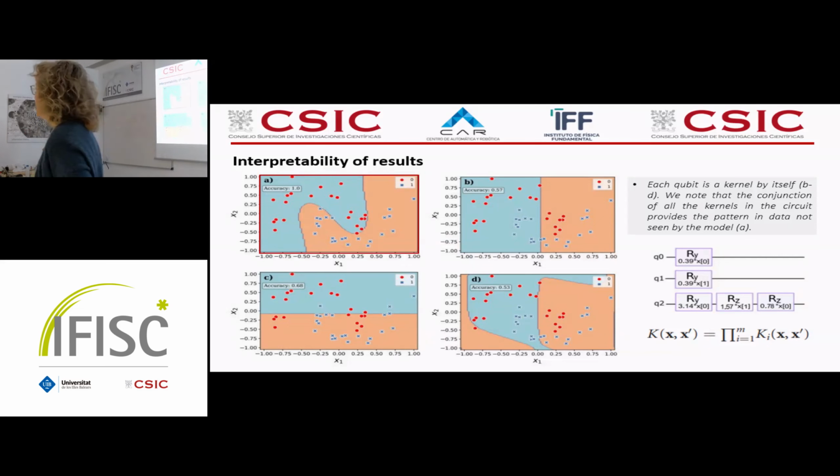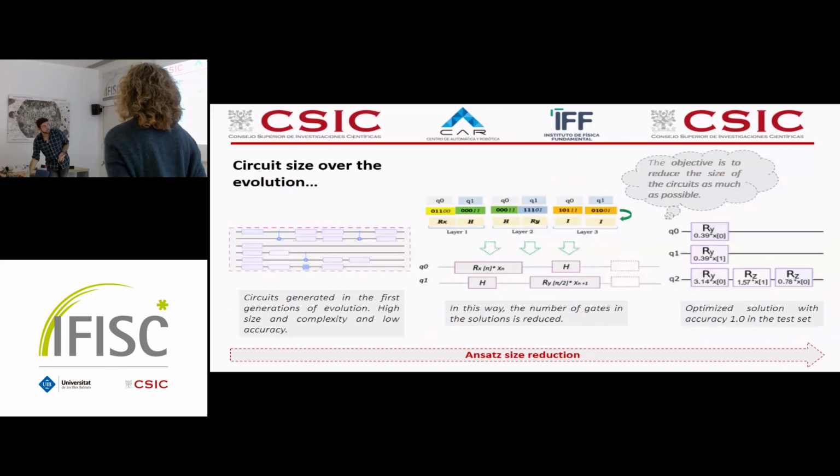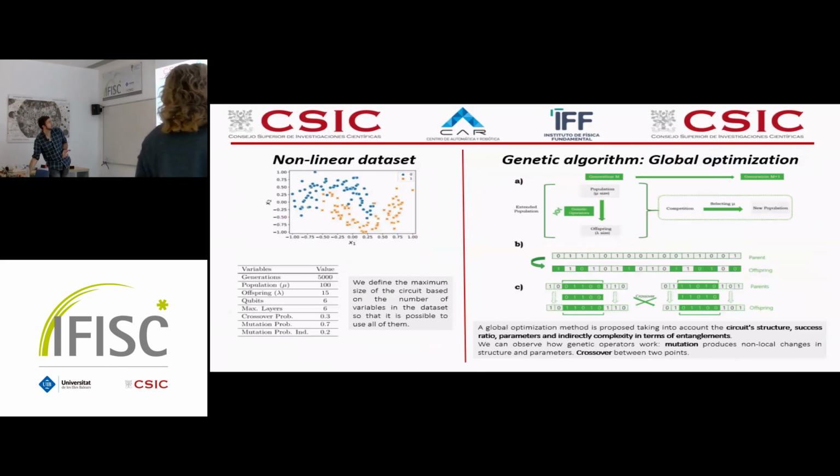How do you decide the number of qubits that you take? Yeah, that's a good question. I didn't say it because I was running. For the first experiment, in this one, we started with 6 qubits and 6 layers as maximum, okay? But we only have 2 variables, so why, no? That's a good question. In this case, we just took 6 because we wanted to see how it reduces the model.